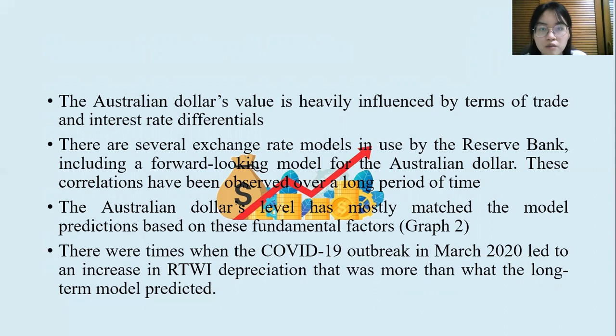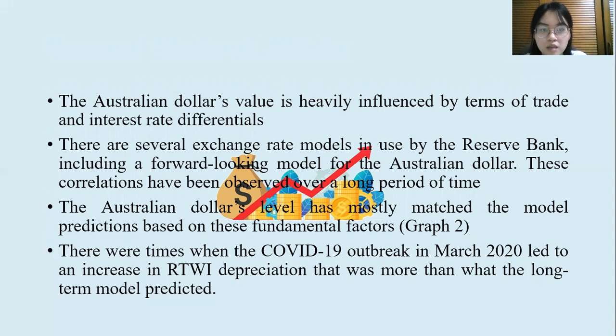This model calculates the real TWI, RTWI, based on past association with the Reserve Bank expectations for the terms of trade and information from various maturities throughout the real yield curve in Australia compared to the main advanced countries. The Australian dollar's level has mostly matched the model's predictions based on these fundamental factors. Graph 2 will show in the next slide. Although the correlation persists, the Australian dollar has diverged substantially from what these variables suggest at times. The associations are not exact.